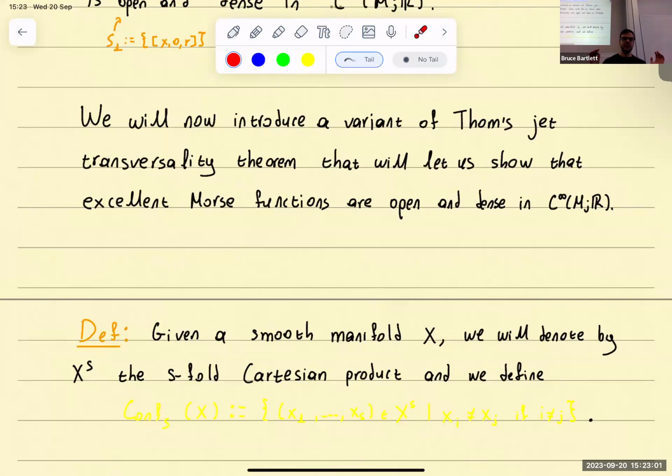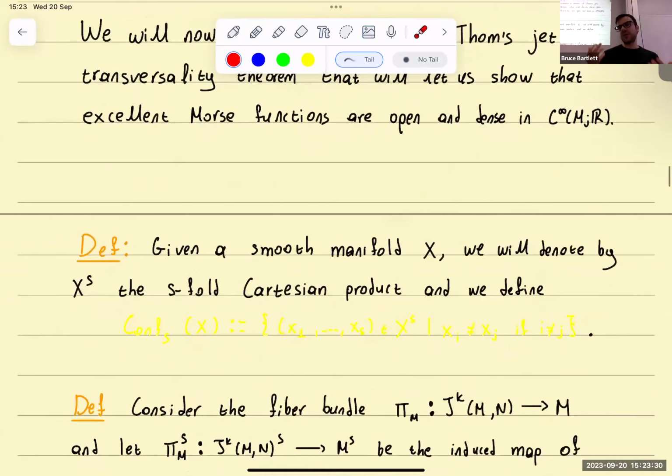Since I wanted to devote this to a Thom jet transversality day, I thought it might be nice if I also show you the multi-jet transversality theorem and show you how we can use that to deduce that the space of excellent Morse functions is open and dense. It might be a bit of an overkill, and we don't strictly speaking need it. There are other ways you could get that, but I thought it might be nice since we are in this mode to see everything there is to see.